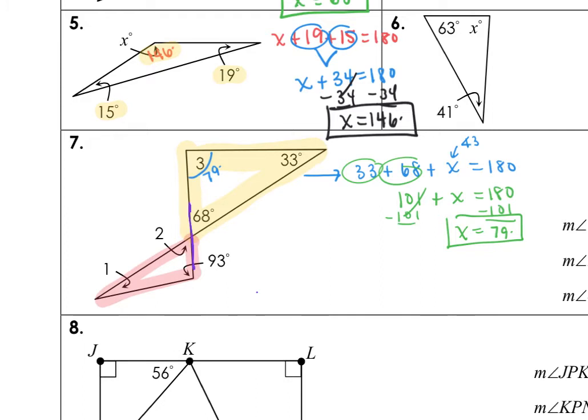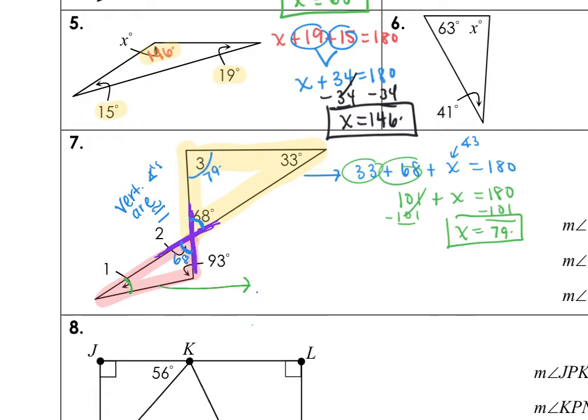I noticed that these 2 intersecting lines form vertical angles. So please notice that angle 2 is vertical with angle 68. And we learned that vertical angles are what? If you said congruent, you are correct. So angle 2 automatically has to equal 68. So now we can find that third missing angle, which is angle 1.